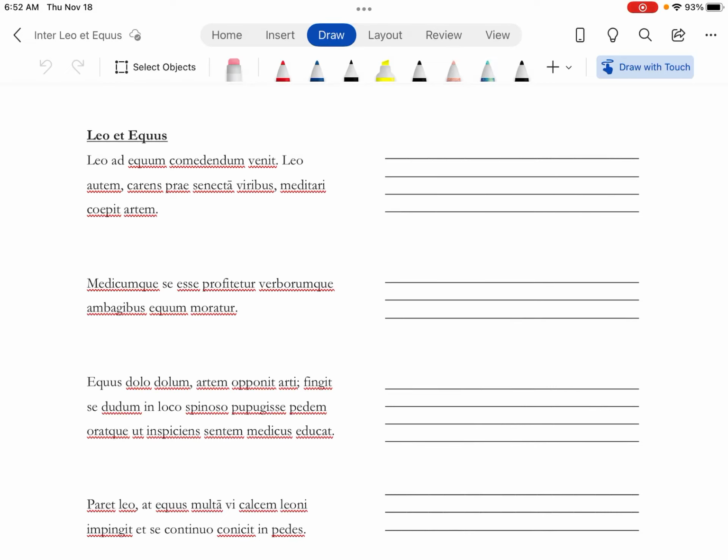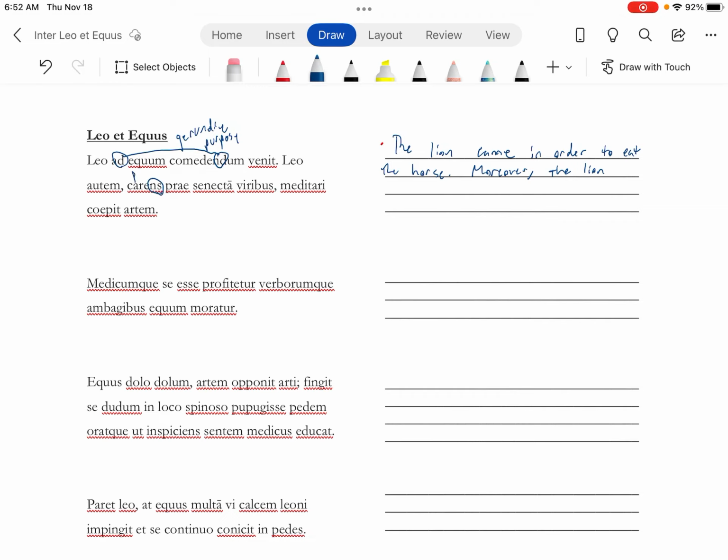All right, what's happening? We've got Leo et Equus, the lion and the horse. Nice little fable. All right, so the lion, when it came, and then we've got ad plus a gerund, a gerund of purpose: in order to eat the horse, moreover, altum, the lion.